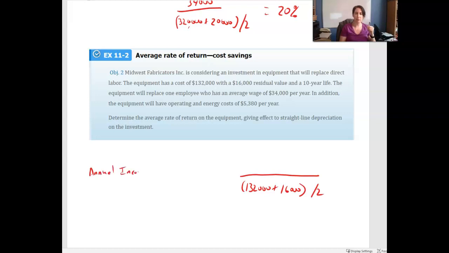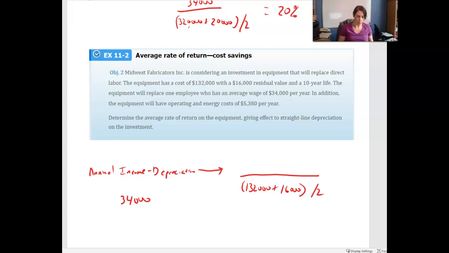I said it was the annual income minus any depreciation as your numerator, okay? So let's work on this annual income component here. The annual income, you're not generating money from this machine. However, you are saving some money, right? You're saving that employee's wages of $34,000 per year. So that's extra income to you. That's where that comes into play.